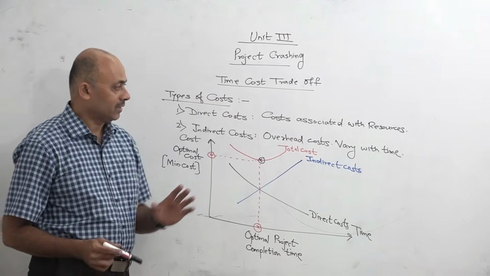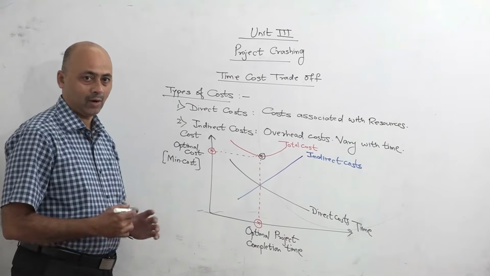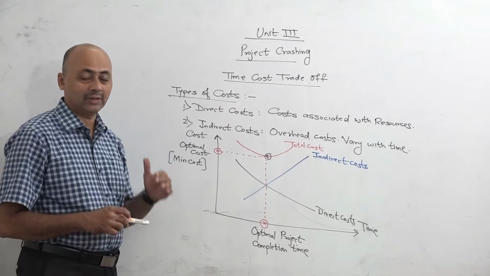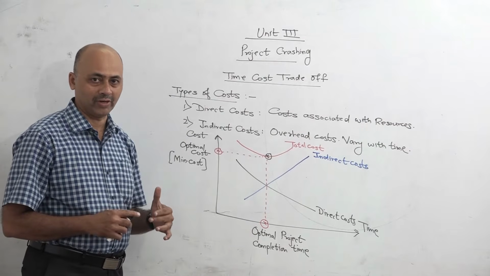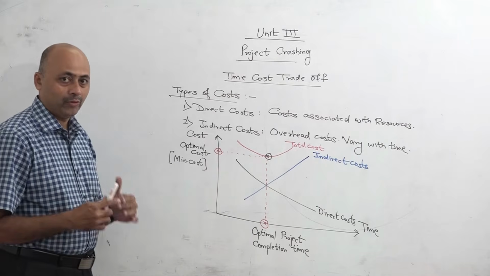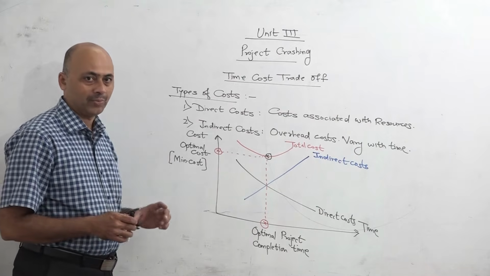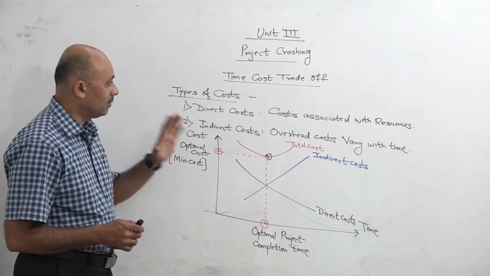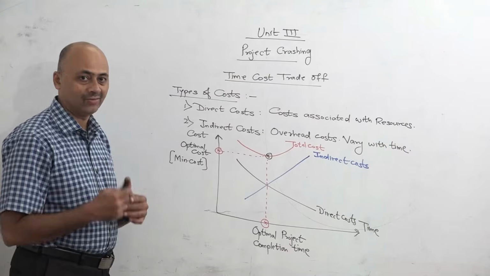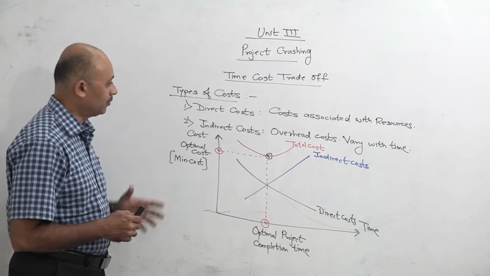Now in this lecture we will be seeing what is project crashing and how to do it. Project crashing means systematically reducing the completion time of the project step by step. Now in this process of reducing the time, the costs will come into picture, and that is called time cost trade-off. Trade-off means you sacrifice something to gain something.